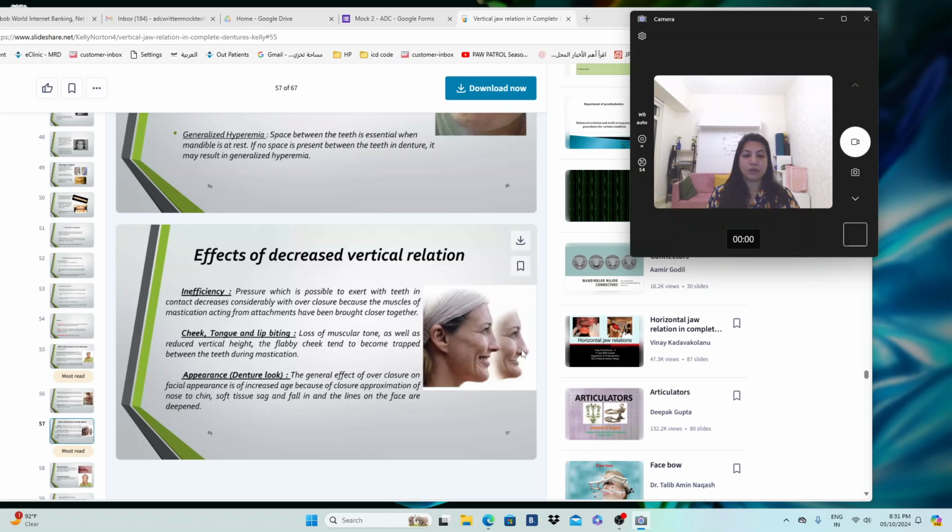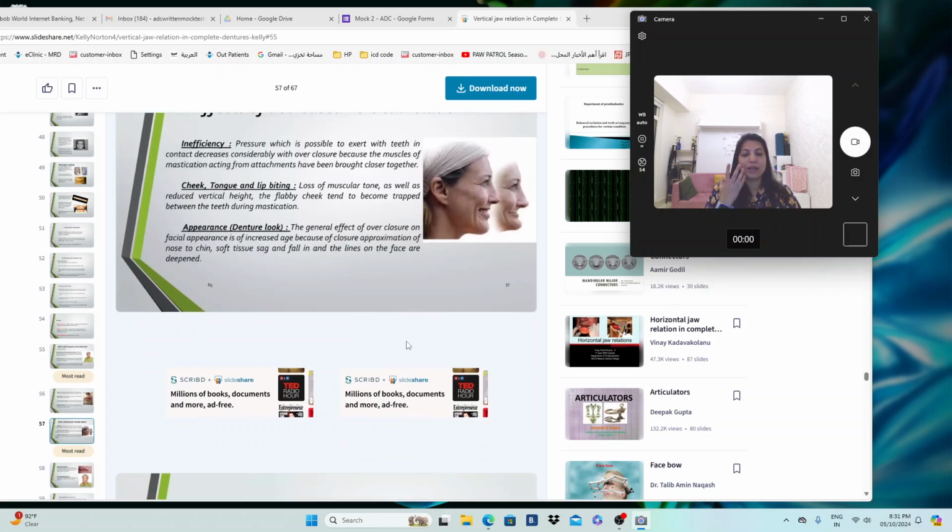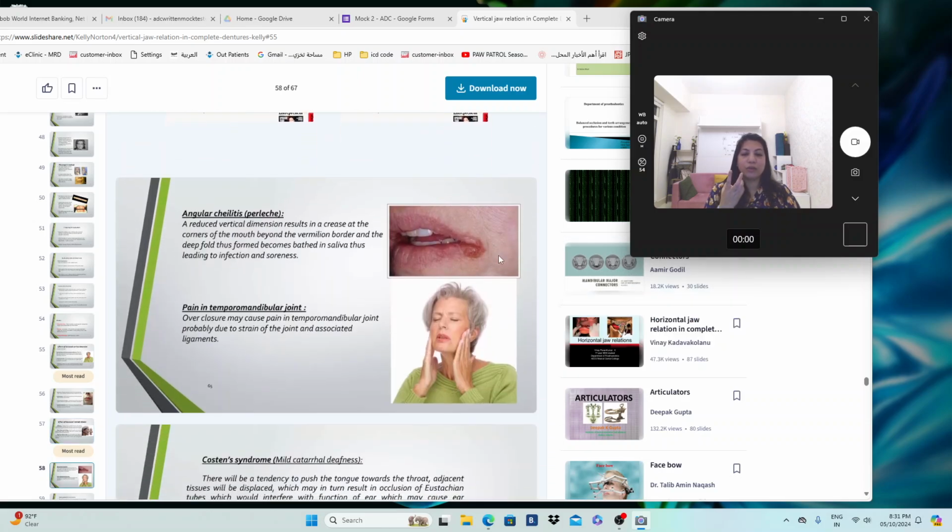Appearance, the denture look, you see this kind of a witch-like appearance, that will happen because the muscle is going to sag around here. Now what happens when the muscle starts sagging? The folds develop, as when you grow old, wrinkles appear, and those folds will lead to pooling of saliva, and saliva and bacteria over the skin will slowly result in angular cheilitis, which is called perleche in case of denture. Also there will be pain in the temporomandibular joint because overclosure is going to happen.